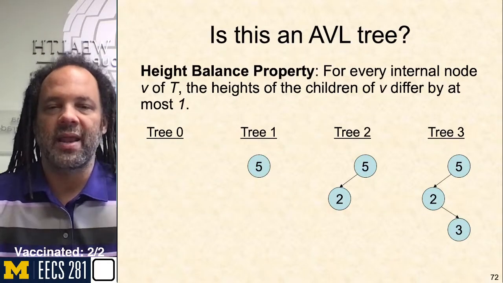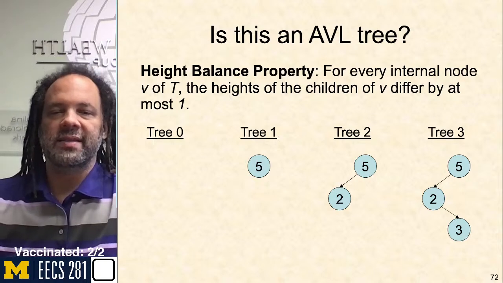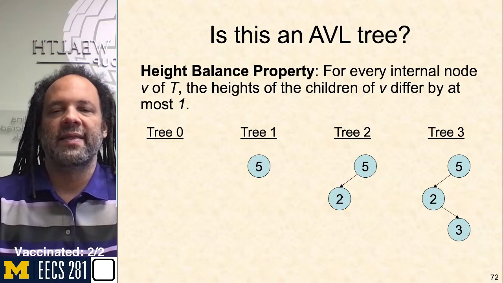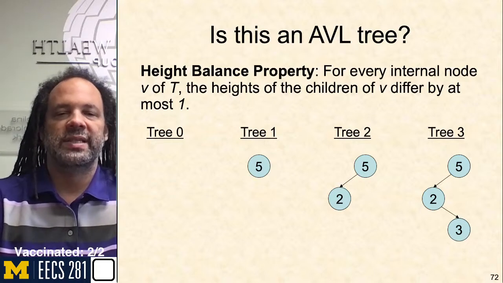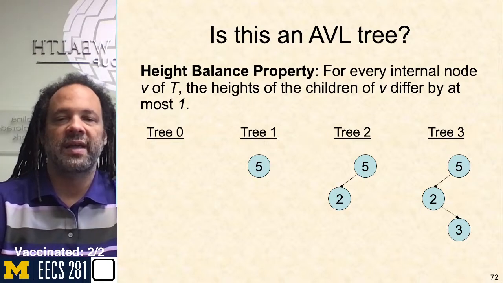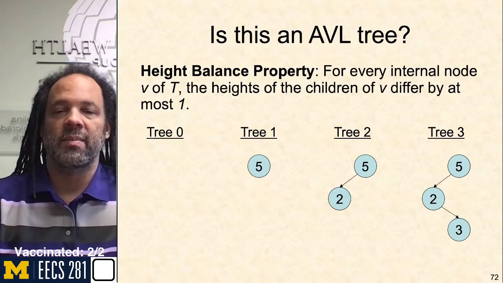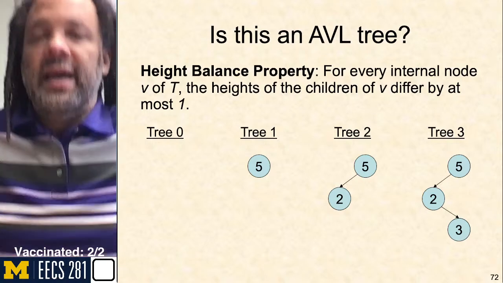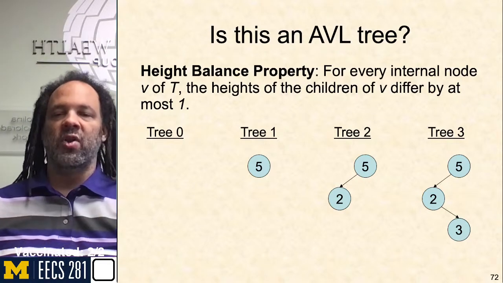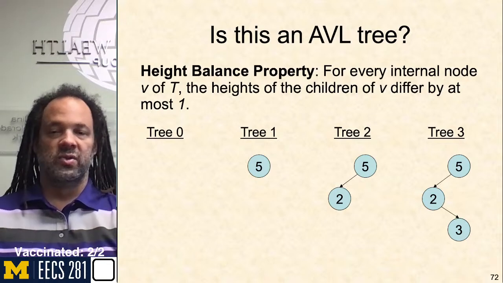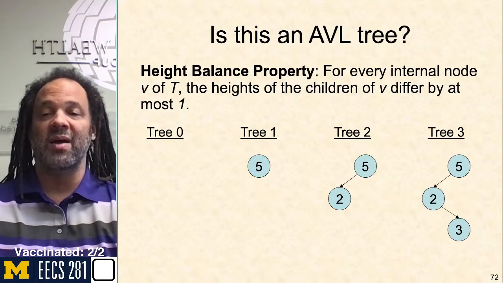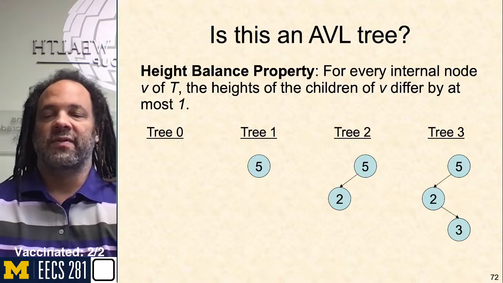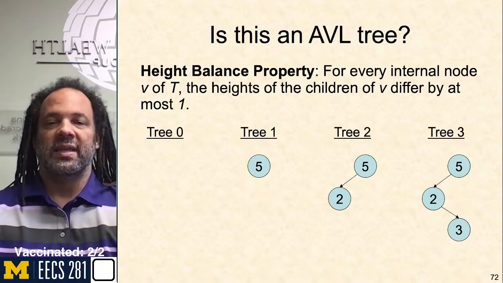So let's look at some examples here. Is this an AVL tree is the title of this slide. This one is just having a look at the height balance property, and it's restated there. For every internal node V of T, the heights of the children of V differ by at most 1. So tree 0, that's an empty tree. It's easy to see that the height there is balanced. I have no internal nodes, so I can't have any internal nodes that are unbalanced. Remember, it's only internal nodes having heights of their children that differ that give us a problem.